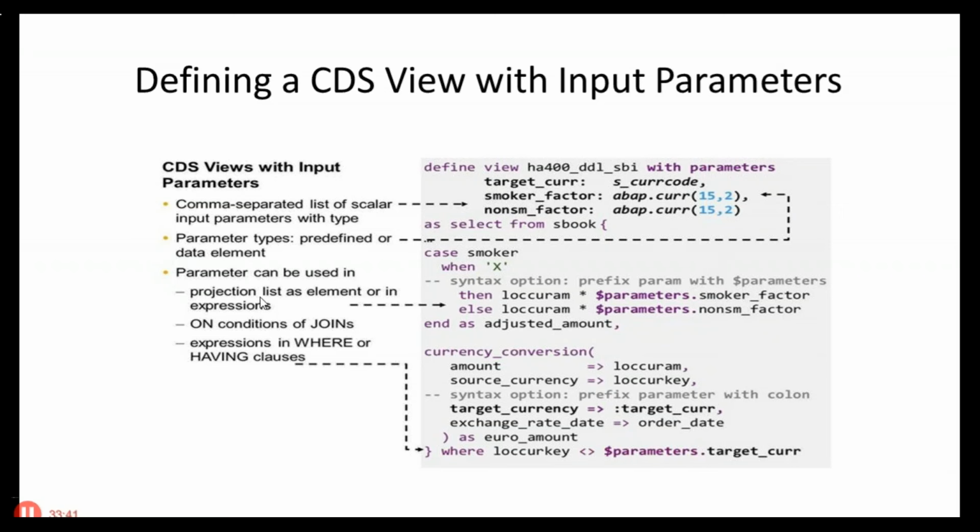Then we have the projection list as element or in the expression. So we can put an expression here, local currency into, this is smoker dot factor, which is a parameter. So we are mentioning it here, and dynamically we are mentioning it as a parameter, and then this is also a parameter and as adjusted amount. So these are the things that we have.